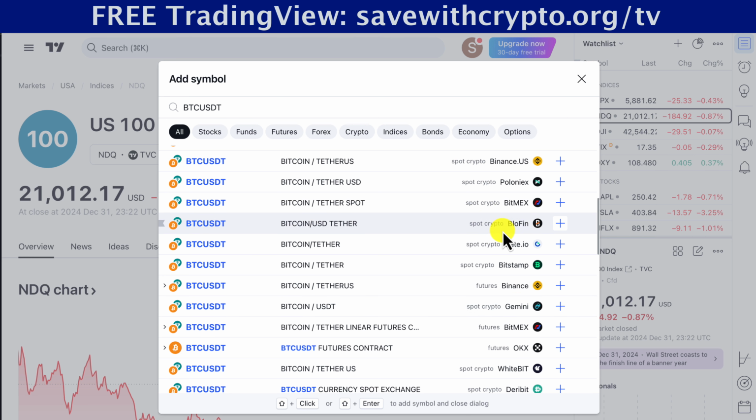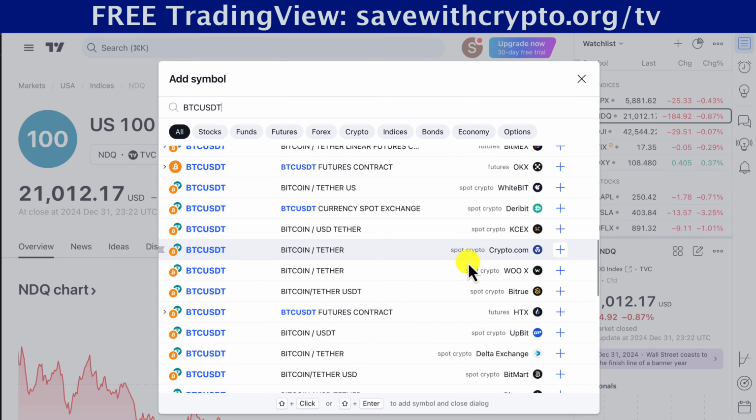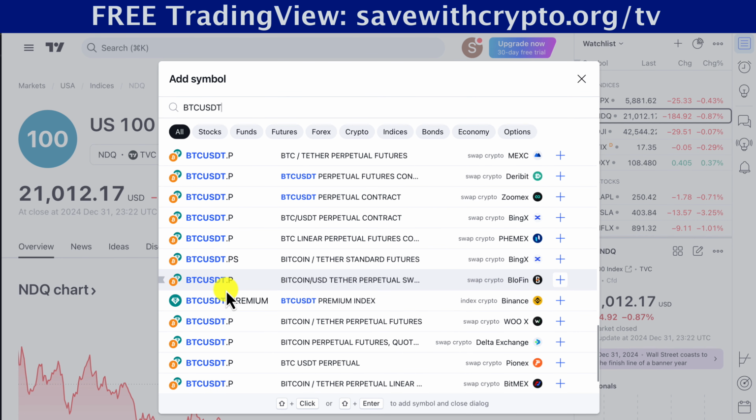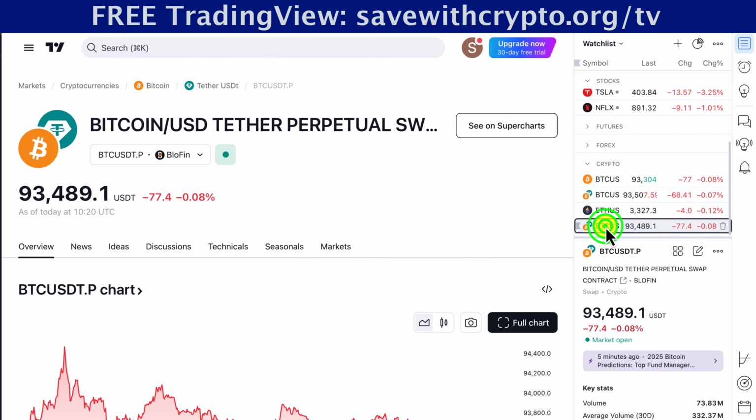But that is spot trading. That's just where you're buying and selling Bitcoin for USDT. I want to do the leverage trading, so I want the futures. So I want Blofin on the futures. That's this one here. So it's BTC USDT.P in this case. Okay, Bitcoin USDT Tether Perpetual. That's the one I want. If that sounds confusing, it will all become apparent later. But now I can add that to my watch list. Okay, so that's this one here.